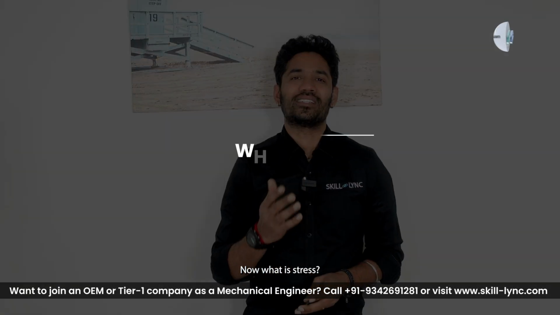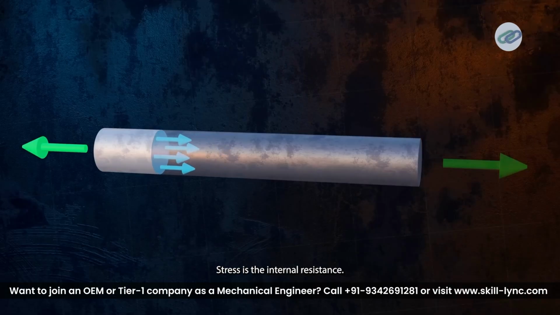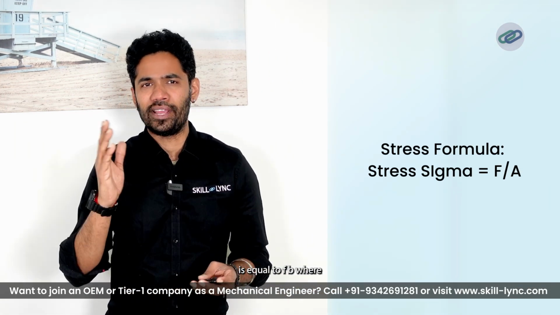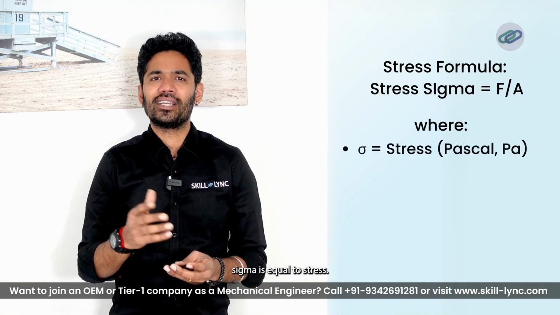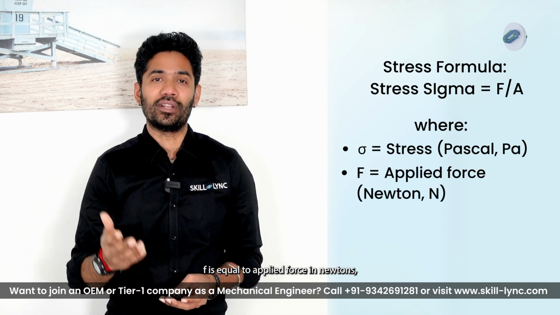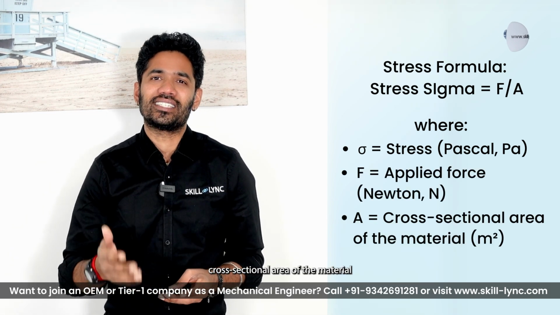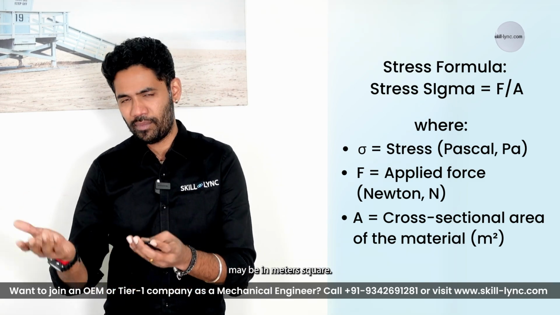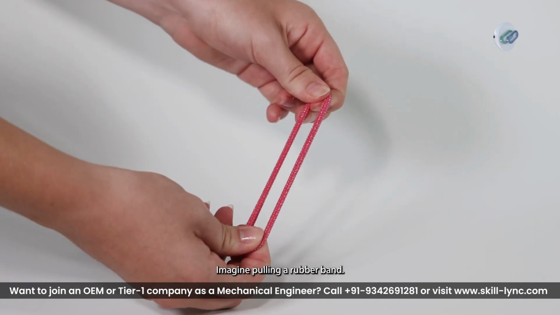Now, what is stress? Stress is the internal resistance a material develops when an external force is applied. The formula is stress, which is sigma, equals F by A, where sigma is stress in pascals, F is the applied force in newtons, A is the cross-sectional area of the material, maybe in meter square.